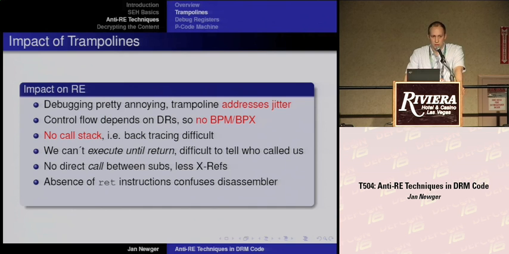On the other hand, we also have no call stack, as I said, due to the call emulation. So it's pretty hard to backtrace from a nested procedure call. And it's not easy for the disassembler to say, okay, procedure A calls procedure B, because there are no call instructions which are directly used. And this means we have very few cross-referencing information. Additionally, the absence of return instructions confuses a disassembler because it's hard to guess function boundaries.